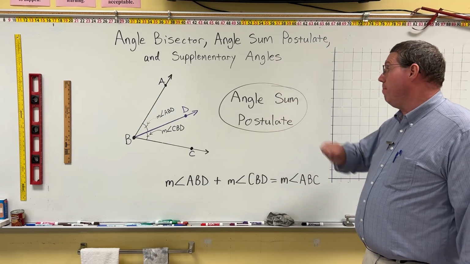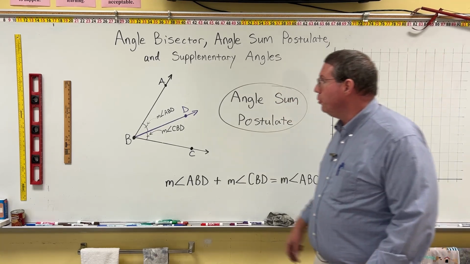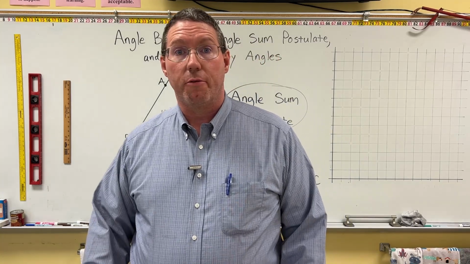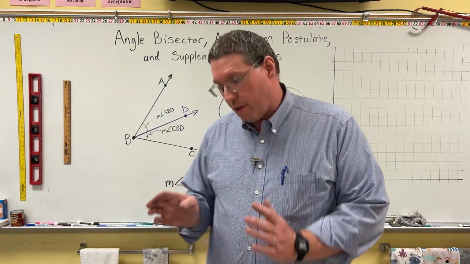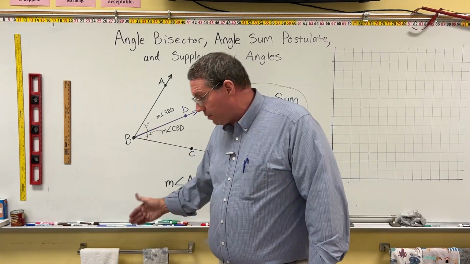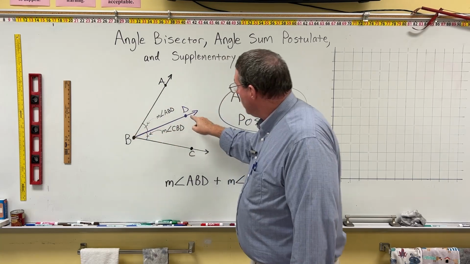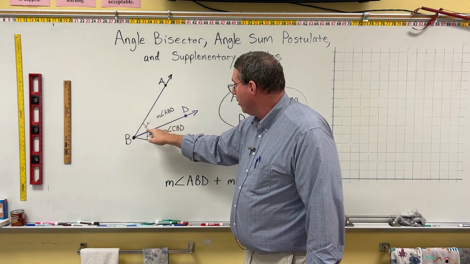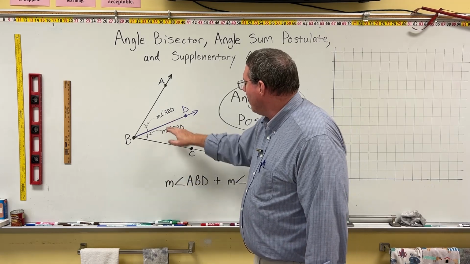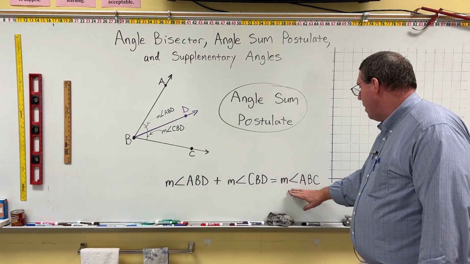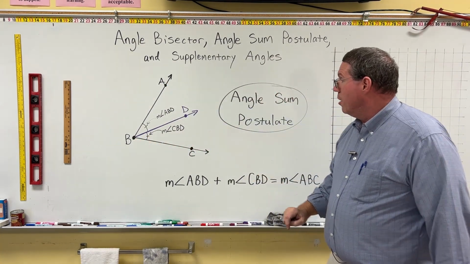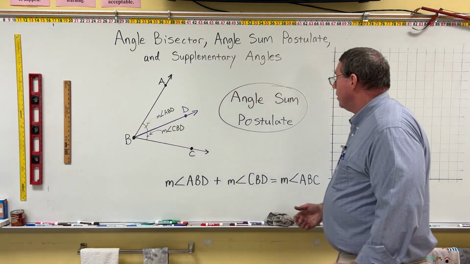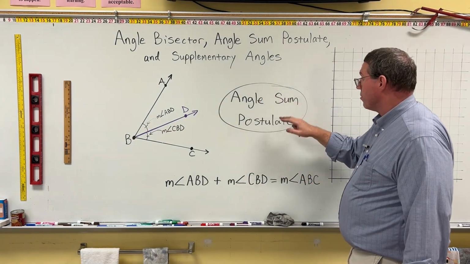The angle sum postulate says that we can take two smaller angles that are sharing a ray. That means that they are adjacent to each other. The word adjacent means touching, right next to. So if you're sitting next to somebody in class, you are adjacent to that person. Well, this angle ABD is adjacent to the angle CBD. And so what we can do is take the measure of this angle and the measure of the other angle, add those two measures together, and it will give us the measure of the big angle, ABC. So if you add the measures of two consecutive angles together, you get the measure of the larger angle, and that's called the angle sum postulate.